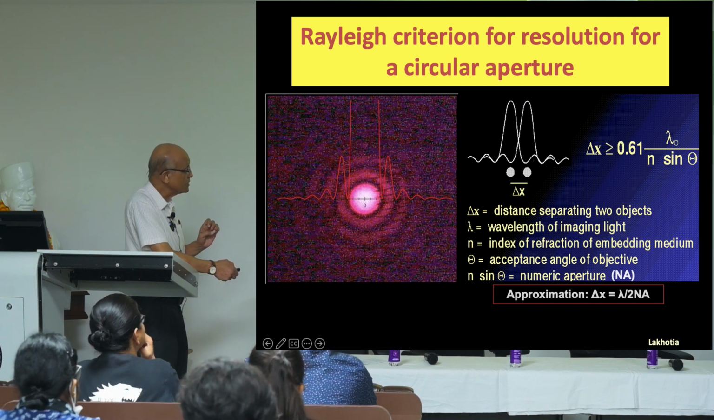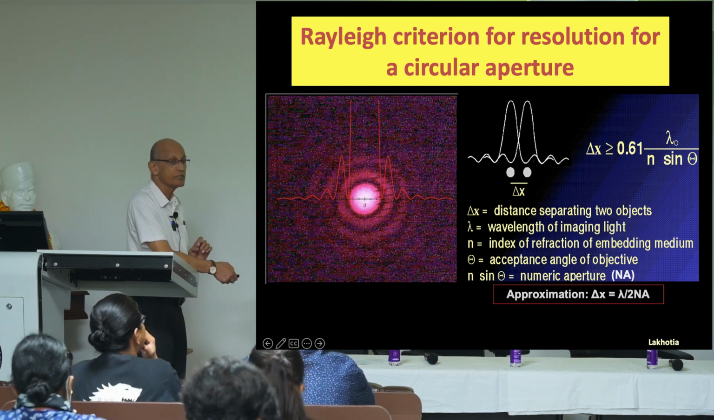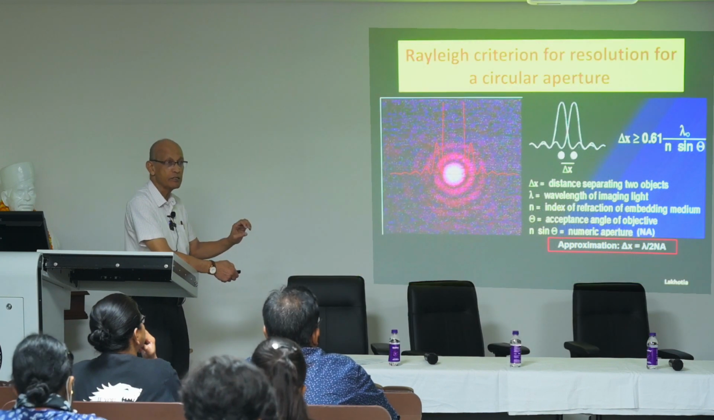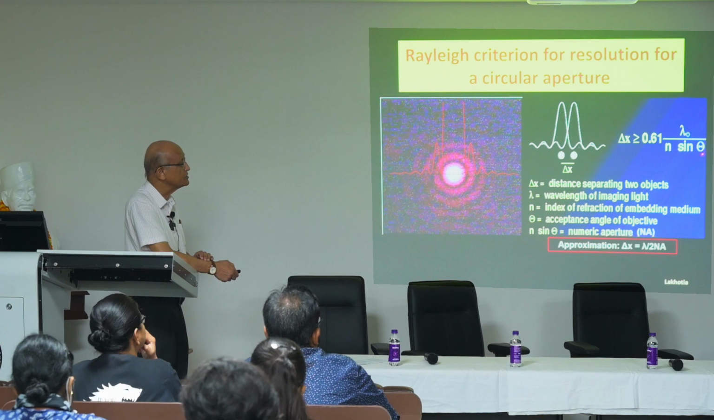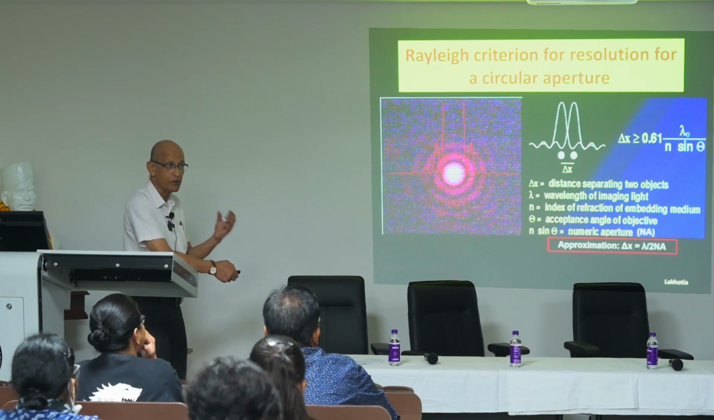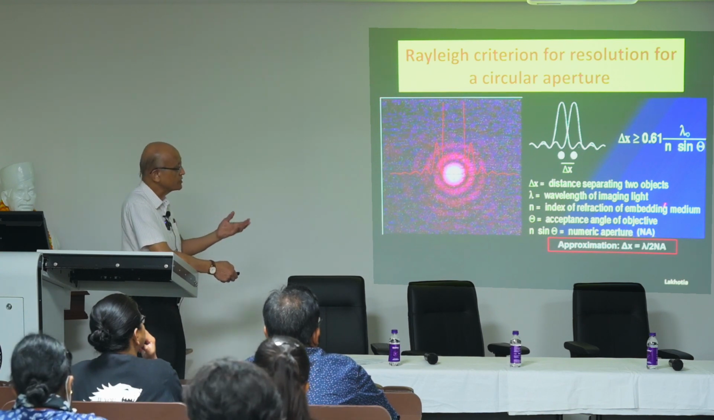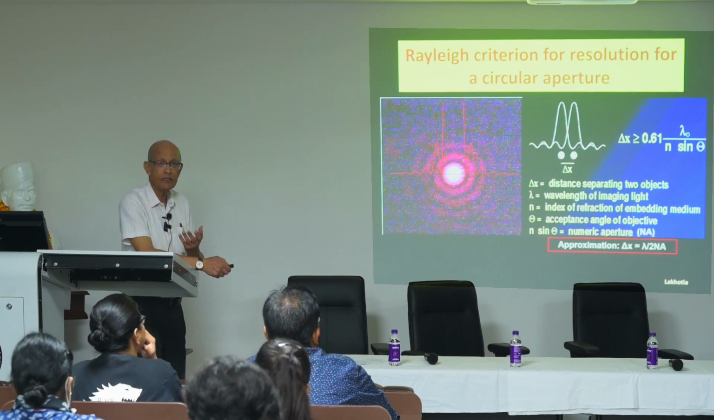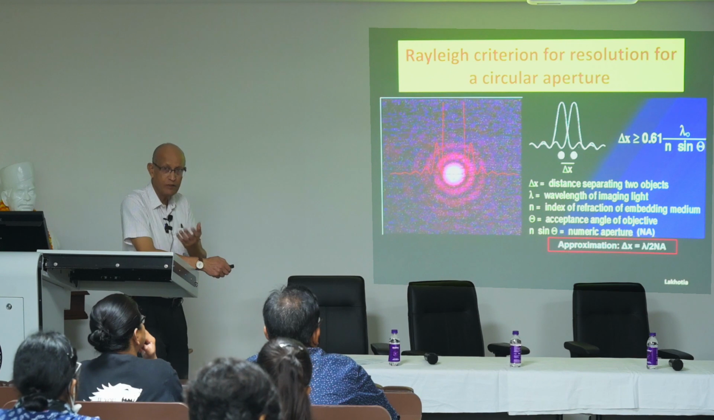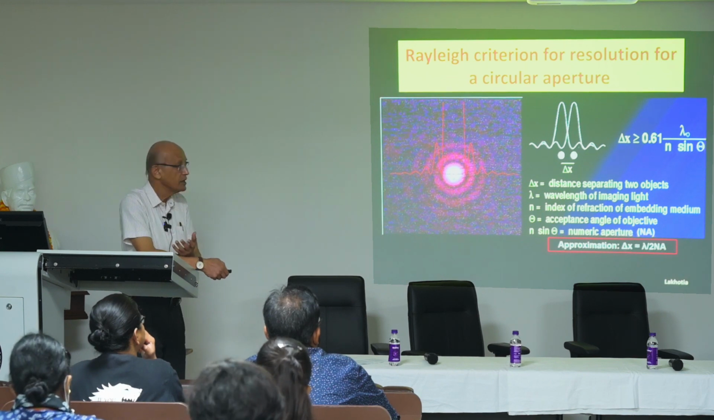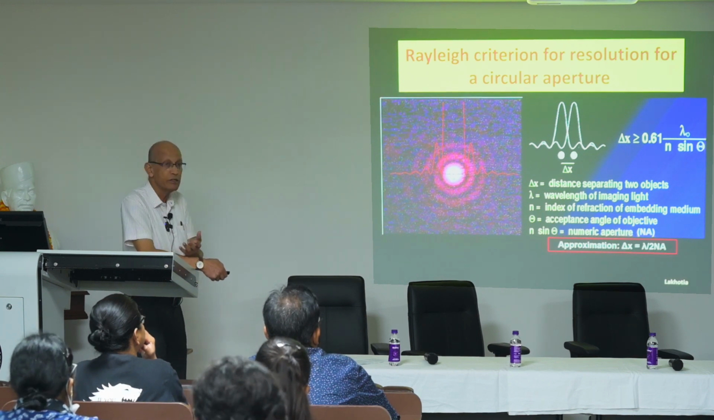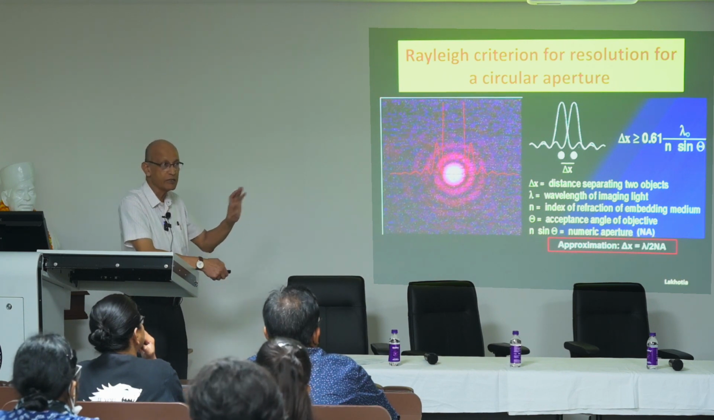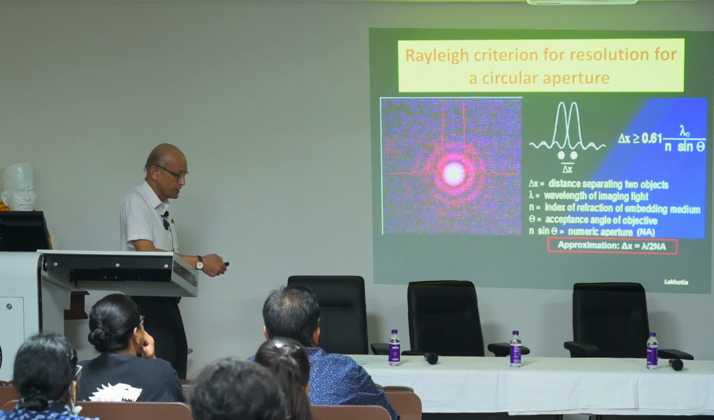We can approximate this: if we take 0.61 as 0.5, it becomes lambda by twice NA, because n sine theta is equal to the numerical aperture of a lens. So it can be simply stated as lambda by twice NA. For example, if you are using a wavelength of 500 nanometer, and your numerical aperture is 1, you will have 250 nanometer resolution. That's an approximate calculation that one can make.